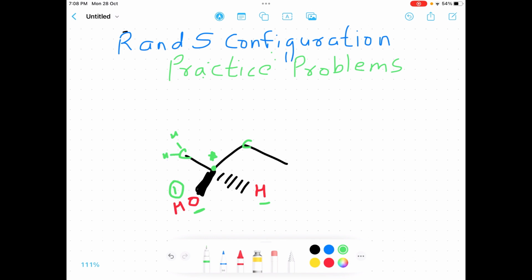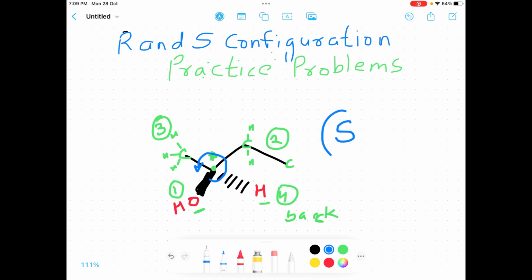Now between these two carbons, this one is the methyl group with 3 hydrogens, and then the ethyl group has 2 hydrogens on the first carbon, then we have a carbon, so this ethyl group will get the second priority, then the methyl group third priority, and hydrogen will have the fourth priority. Now the lowest priority group is on the back, so the problem is easy. We just have to see the sequence of the rest of the groups, and as you can see the sequence is anti-clockwise 1, 2 and 3. So this molecule has configuration S.